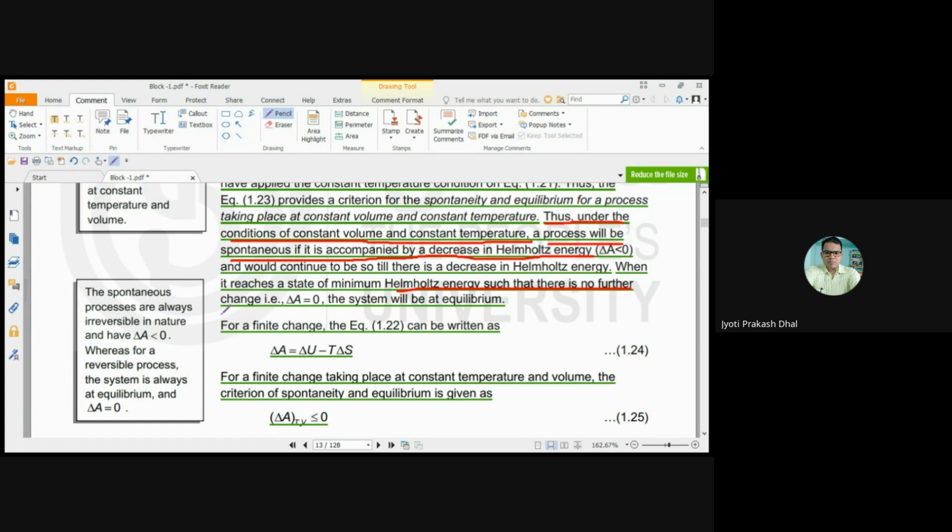So this is one criteria, and similarly we will define another function. According to the Helmholtz free energy, if there is a decrease in Helmholtz energy, that means if del A is less than 0, the process will be spontaneous and the Helmholtz energy will continuously decrease. And when a condition is reached where the Helmholtz energy does not decrease further, there is no change in the value of A. Then del A will equal 0 and the process will be at the state of equilibrium.